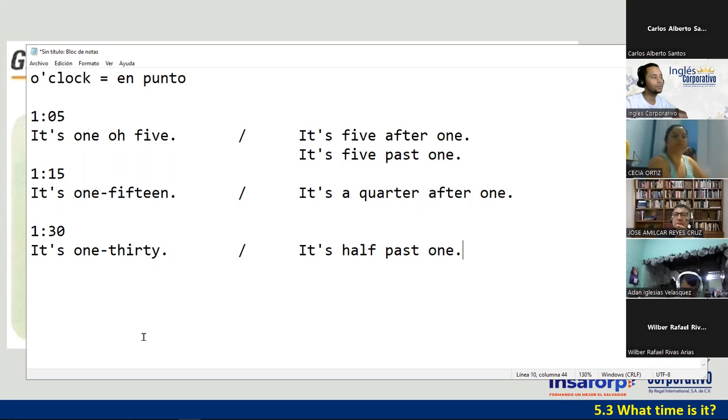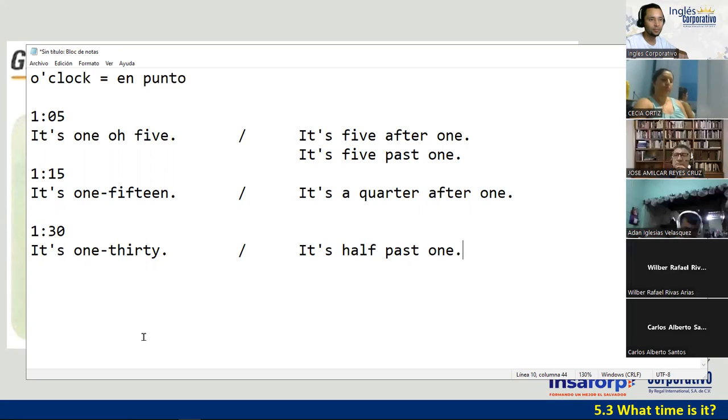Carlos Alberto. Good evening, teacher. Good evening. Solo si nos haría el favor de repetir la pronunciación de esa palabra. Esta de acá. Es correcto. The pronunciation is half. Half. La L es muda, no la vayan a pronunciar. Solo es half. Okay, it's half past one. You're welcome. It's half past one. ¿Verdad? Eso cuando usted quiere indicar que son las y media.